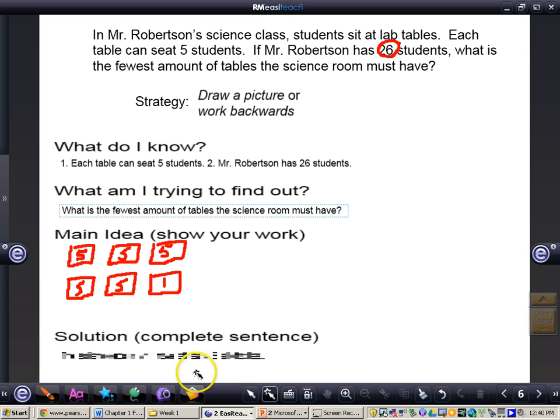However, we're going to write that in a nice complete sentence, and we'll have our answer as the science room will have at least 6 tables. Now let's do the next problem together.